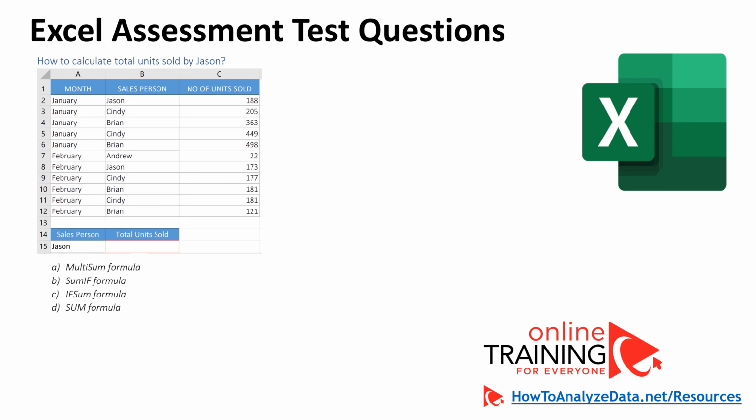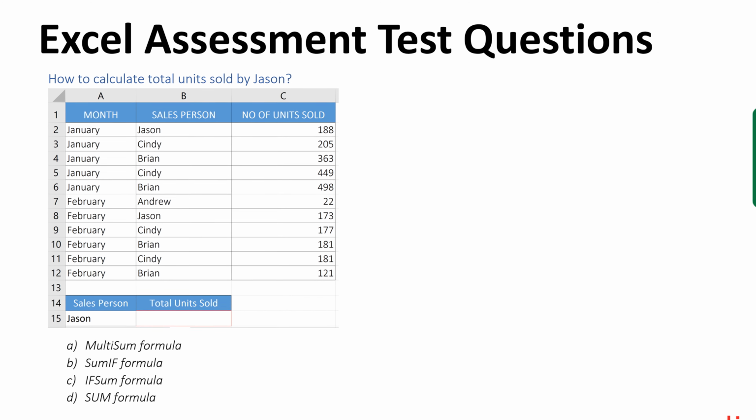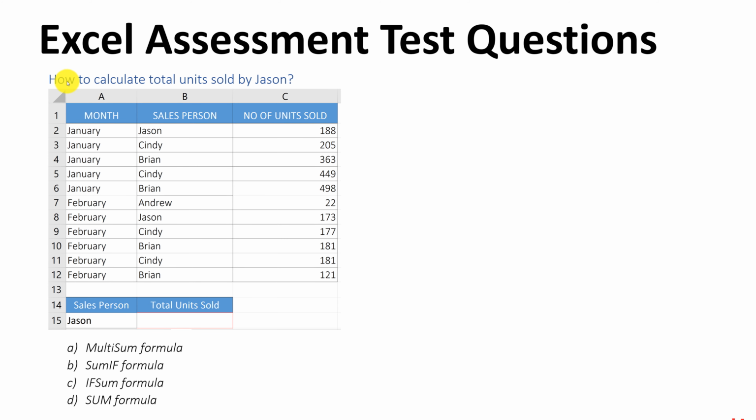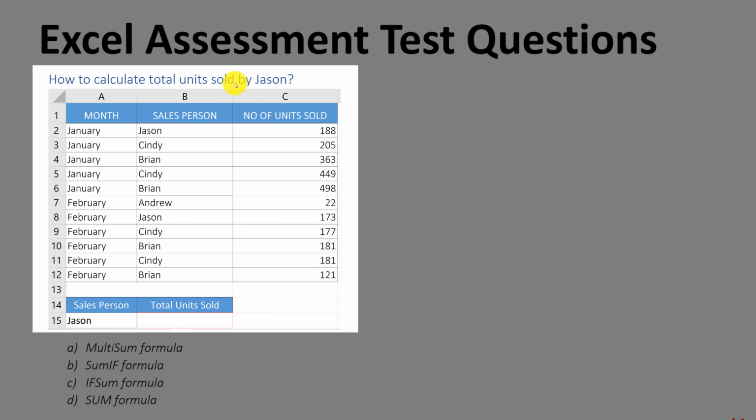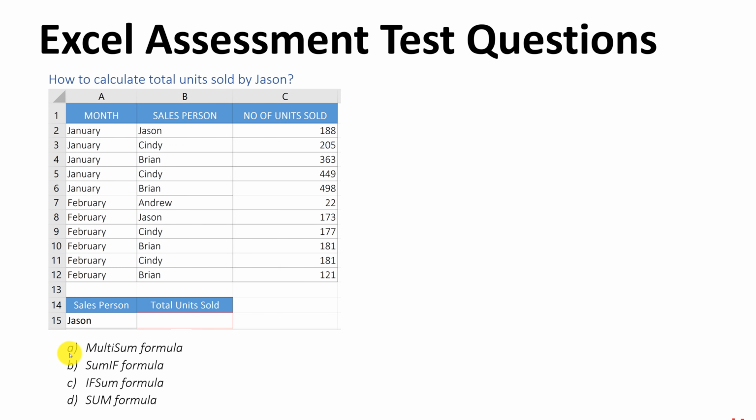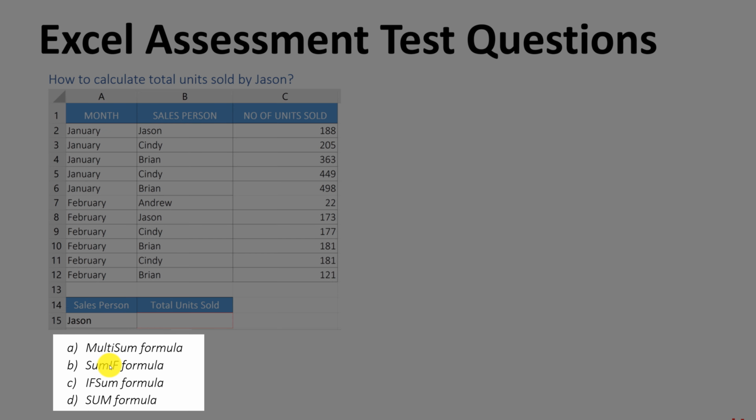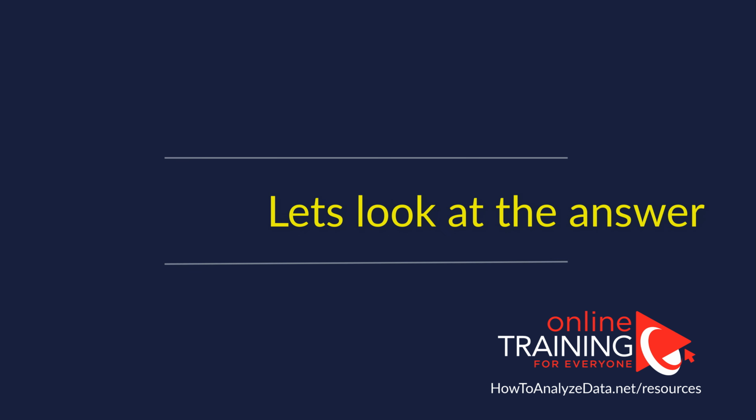Very frequently, you might be asked how to solve specific problem during Excel assessment test. For example, in this question, you will be asked how to calculate total units sold by Jason. And you're presented with the table down below, which shows months, salesperson, and number of units sold information. One of the salespeople here is Jason, but there are also other salespeople. And the question is, what would you use? How can you find out total numbers of units sold for Jason? And the presented choices is multi-sum, sum if function, if sum function, or sum formula. Which one would you use?